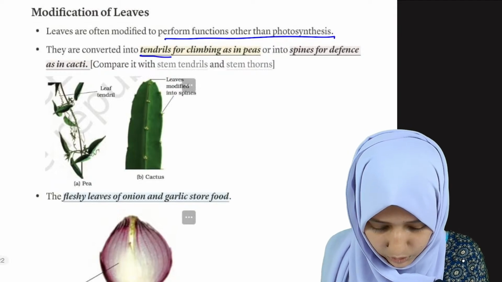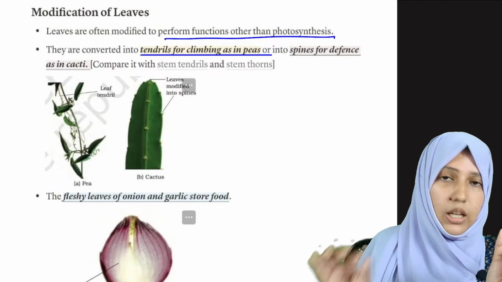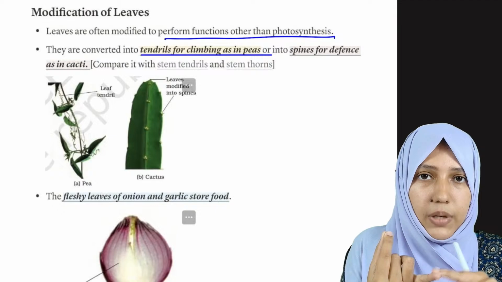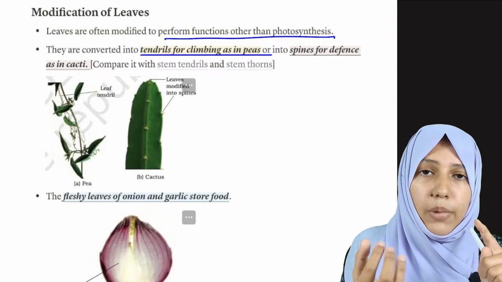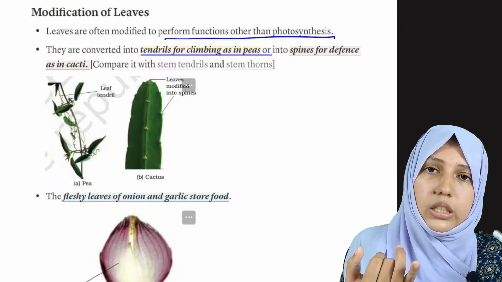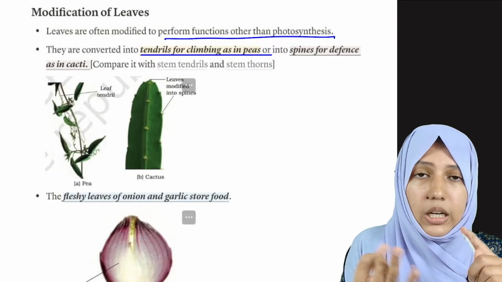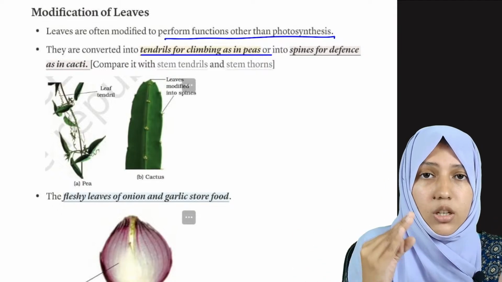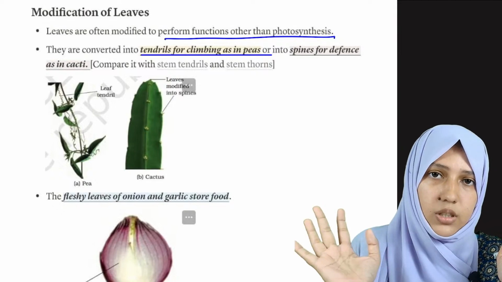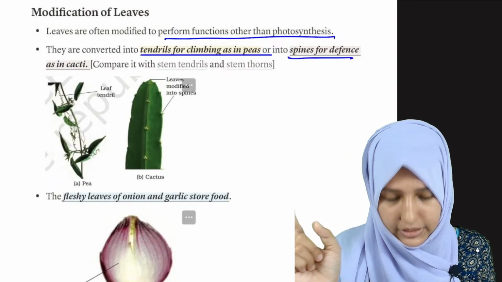They are converted into tendrils for climbing in peas. Okay, so this can be a confusion. The tendrils which are formed from stems are helpful for climbing in cucumber, watermelon, pumpkin. But the tendrils that are seen in peas are a modification of leaf. So the tendrils seen in cucumber, pumpkin and watermelon are modifications of stem, but the tendrils seen in pea are modifications of leaves. Clear? Or they can also form spines.